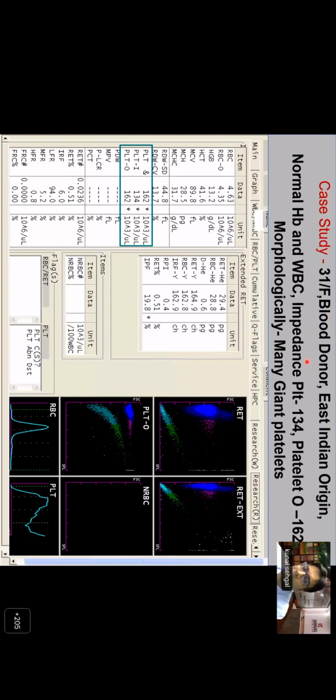This is one of those donors who had come to our hospital. She's of East Indian origin, a 31-year-old female, who wanted to donate blood and was found to have platelets of 1,30,000 in an outside sample. And she said, I am normal, you are labeling me thrombocytopenic. So we ran her on the impedance optical mode.